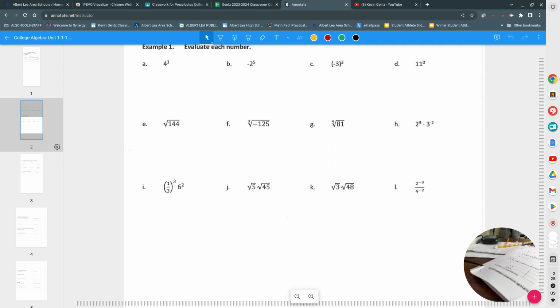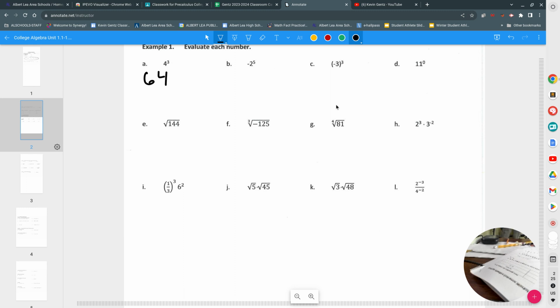We got to remember exponents and radicals. 4 to the third power. Please do not say 4 3. Say 4 to the third. 4 times 4 times 4 is how much? 64. It is 64. As you work to evaluate these, sometimes we involve negatives.